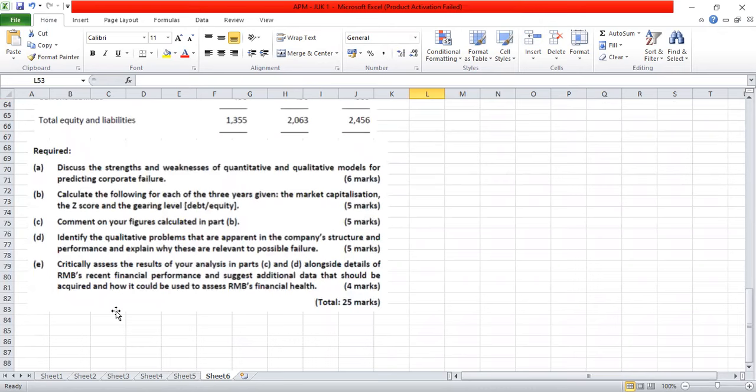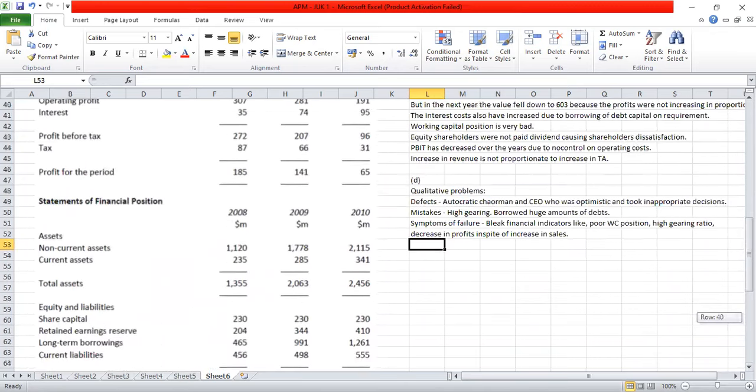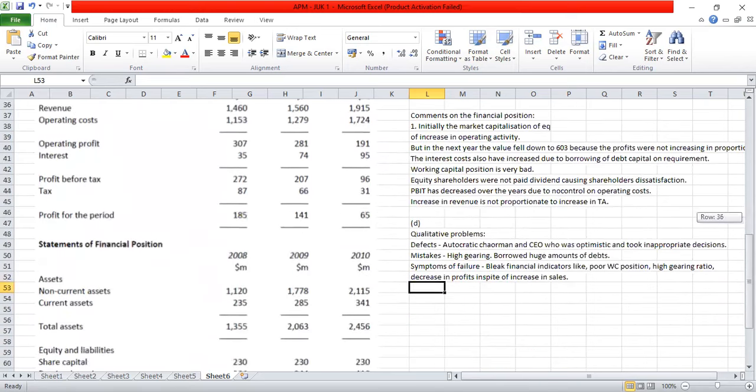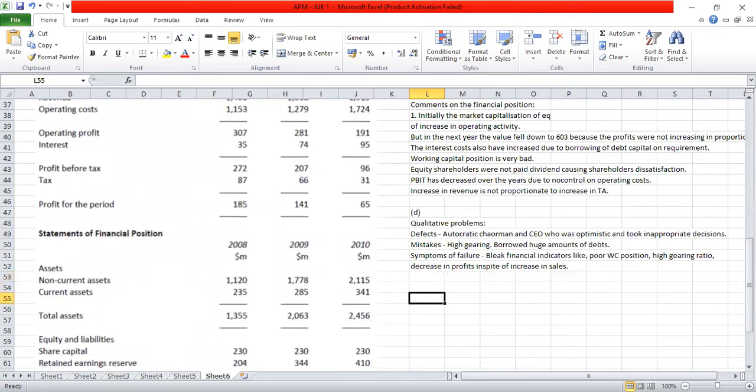Then we see: critically assess the results of your analysis in parts C and D alongside details of RMB's recent financial performance. C, we have the quantitative. D, we have the qualitative. So taking both quantitative and qualitative, recent financial performance, suggest additional data that should be acquired and how it could be used to assess RMB's financial health. We already have the quantitative data and the comments about it. We also have commented about the qualitative details. Is there any other additional information which should be acquired?